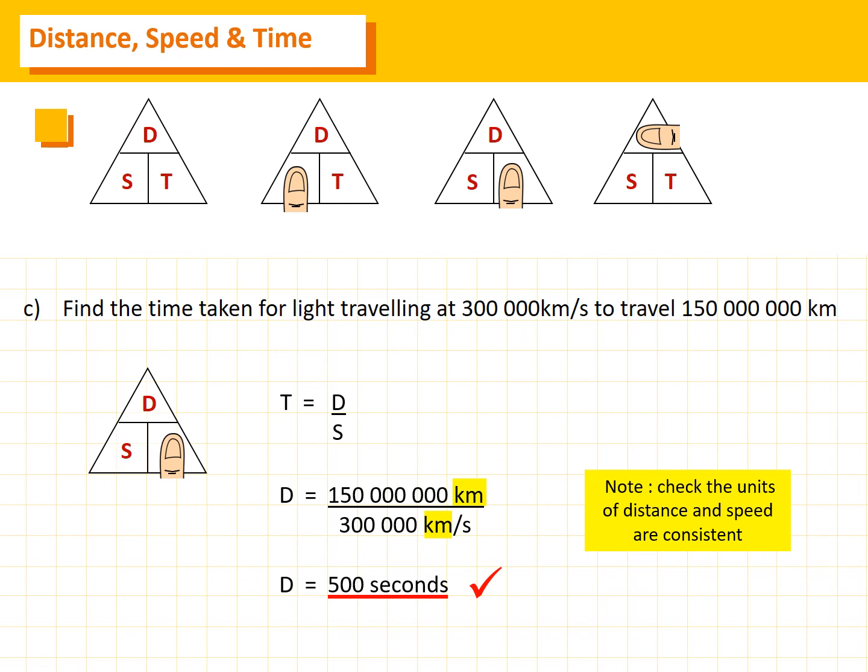In actual fact, if you're wondering why we've chosen such large values, 150 million kilometers is the distance from Earth to the Sun. 300,000 kilometers per second is the speed of light. So in actual fact, it takes 500 seconds for sunlight to reach the Earth.